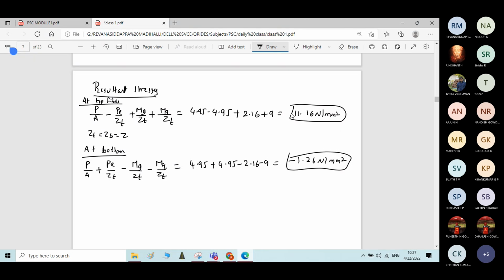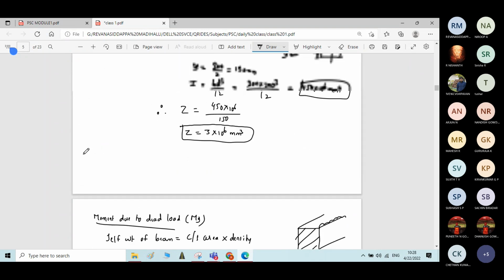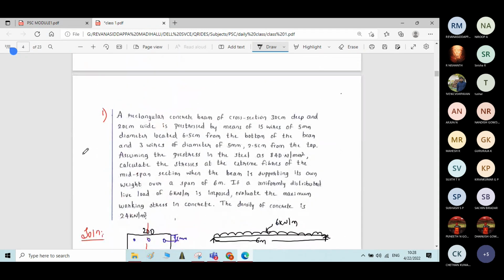What does this sign indicate? The nature of stresses at the top is compressive. Compressive stresses are represented by the plus sign. Here you got the answer with a negative sign, which represents tensile stresses. Okay, it represents tensile stresses.